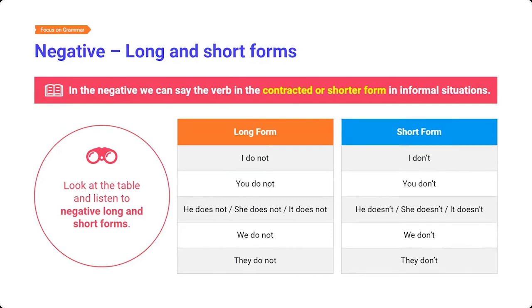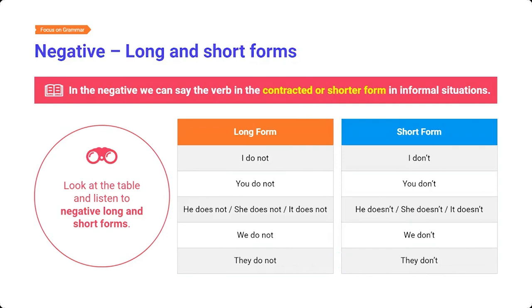Now, let's look at the short form. I don't. You don't. He doesn't. She doesn't. It doesn't. We don't. They don't.